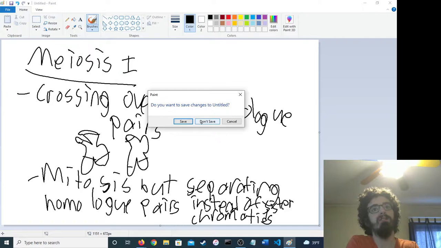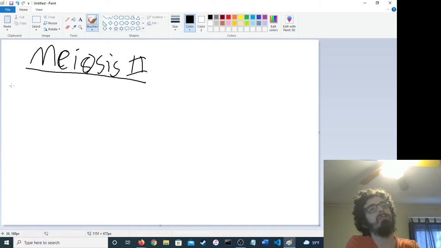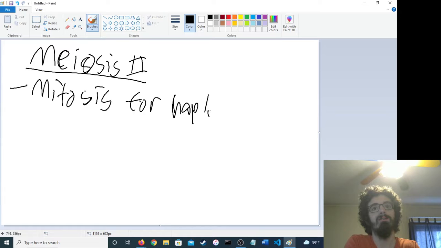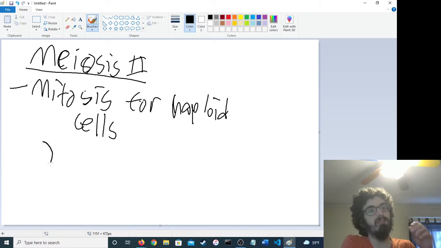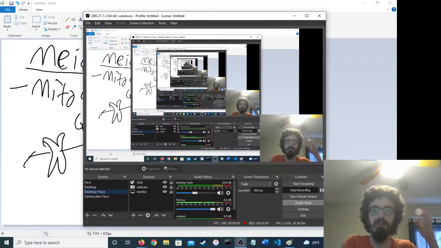Okay, and then we have meiosis 2. So we have 2 cells left over from meiosis 1. They go right into meiosis 2, which is basically mitosis for these haploid cells, 4 haploid cells. And what does that mean? So your chromosome still looks like this, and you basically need to split that apart, and that's pretty much it. Okay, so I hope you enjoyed.